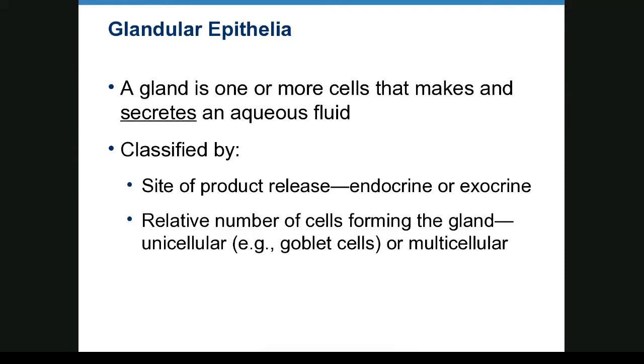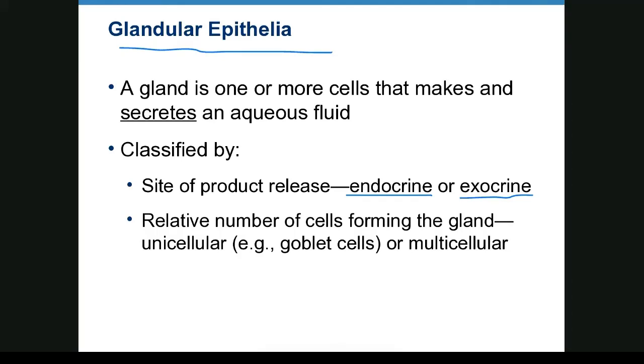Glands secrete. So glandular epithelium is a cell that secretes things in aqueous fluid. And it may be one cell or maybe more than one cell. And we classify them by where they release their stuff. Endocrine glands secrete their product into the bloodstream. Exocrine glands secrete their product into ducts that go to specific areas.